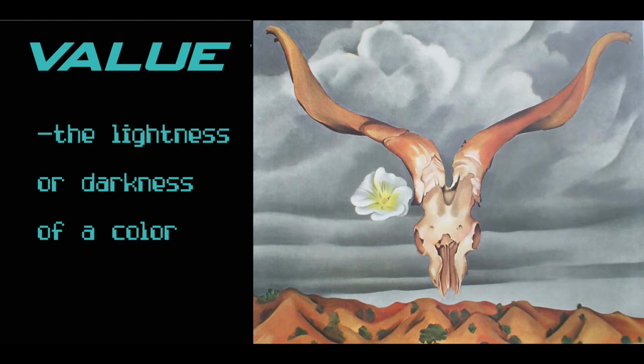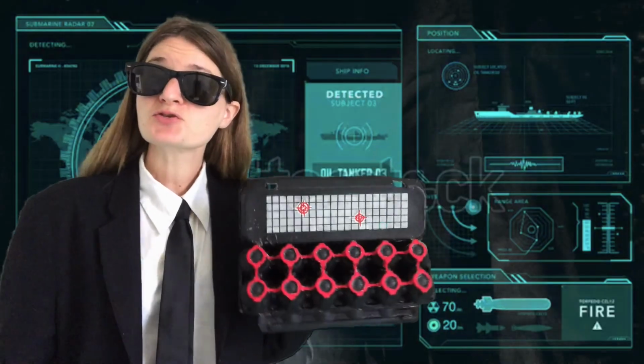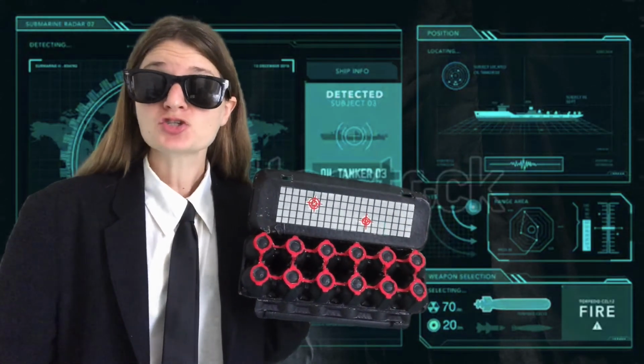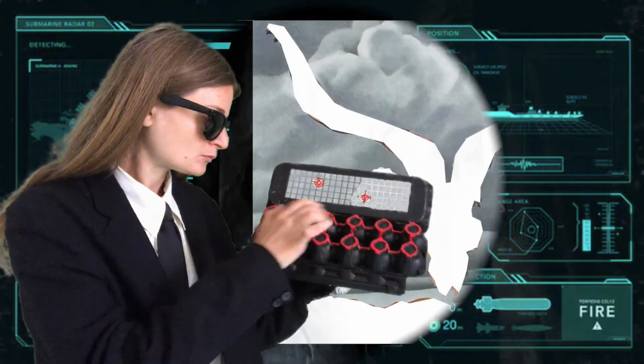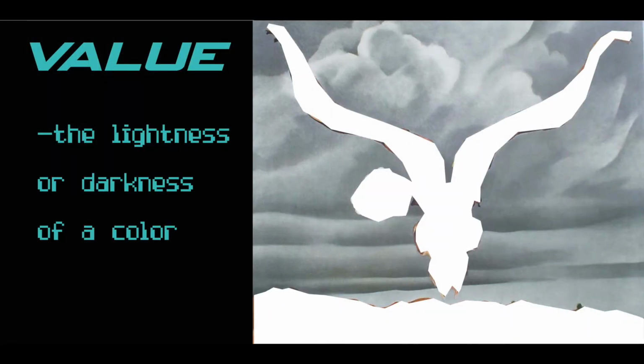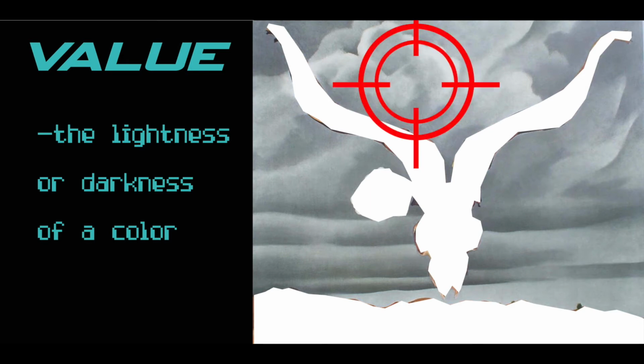Our next element is value, which is the lightness or darkness of a certain color. Let's use the Shadinator 800 to try to isolate and identify all those different shades of values. Now that we isolated all the obvious values, let's target a certain area and zoom in.